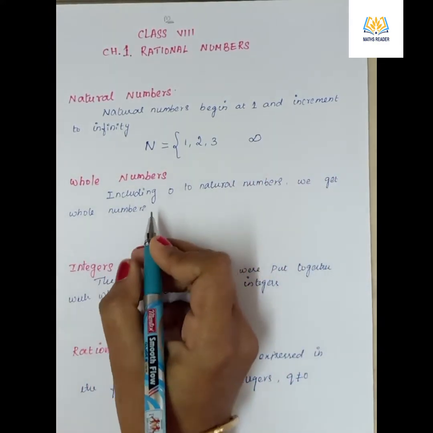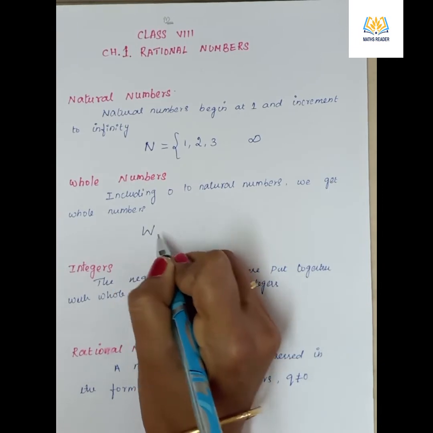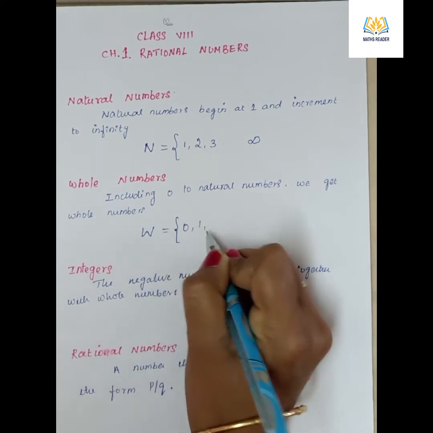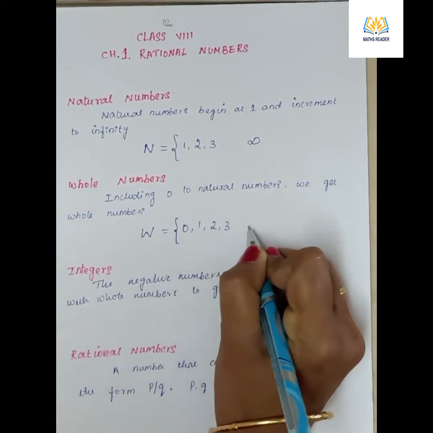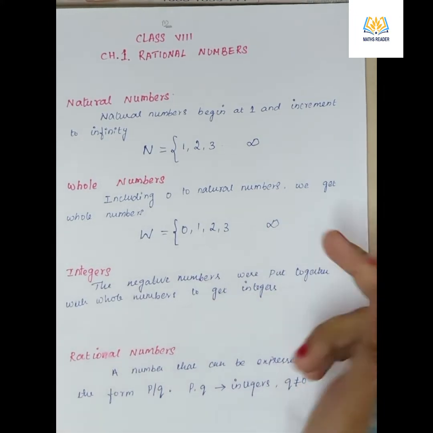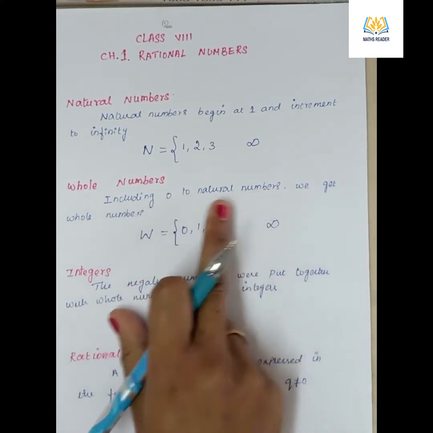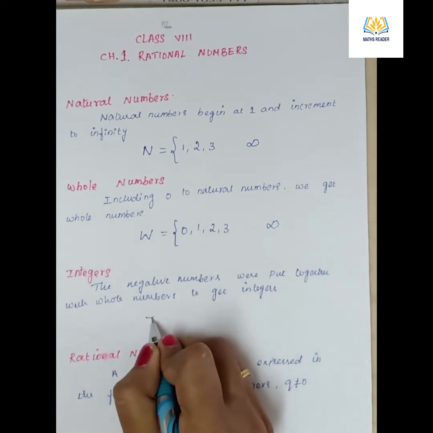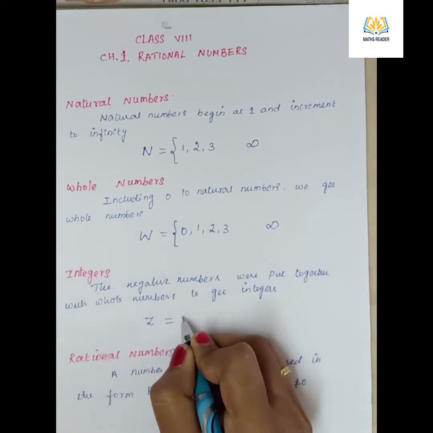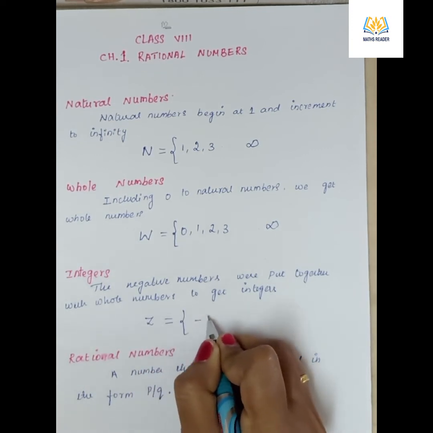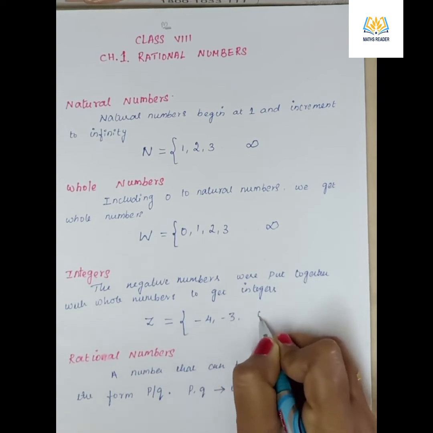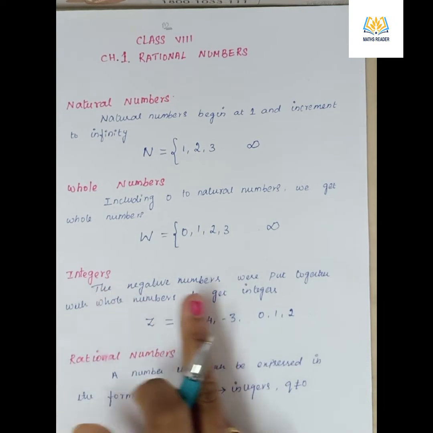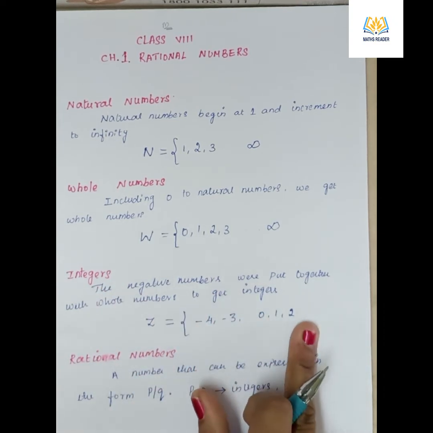Next is whole numbers. We represent whole numbers using W. The whole numbers start from 0, 1, 2, 3 and go on till infinity. So including 0 in the natural numbers, we get whole numbers. Next is integers. We represent integers using the symbol Z. Integers include negative numbers, 0 and positive numbers.